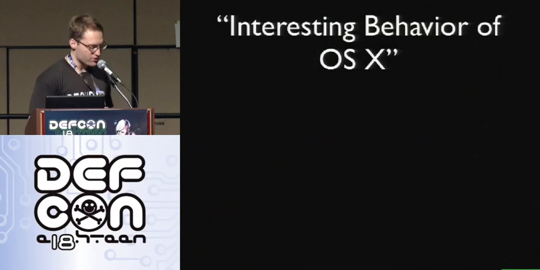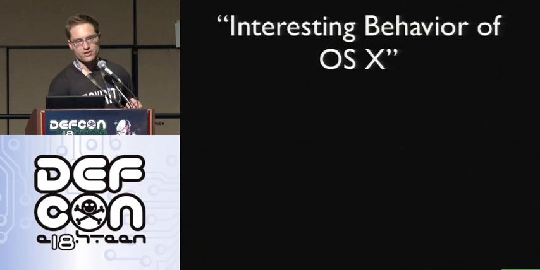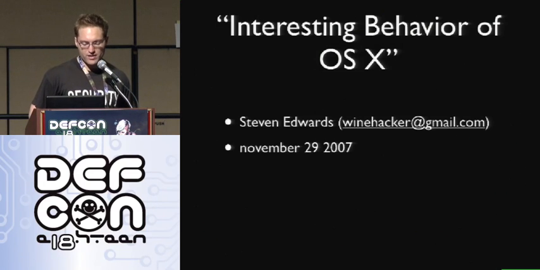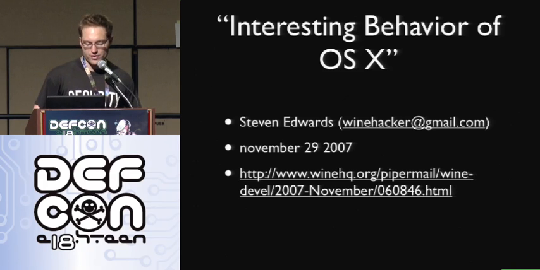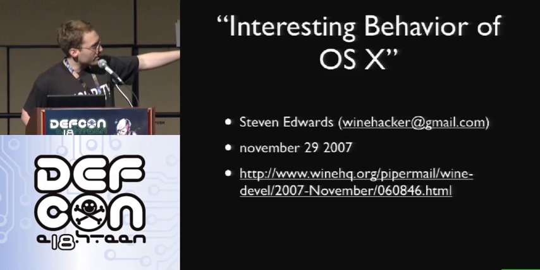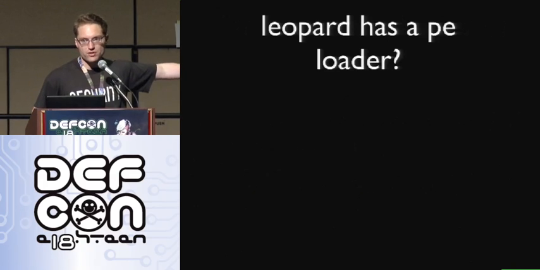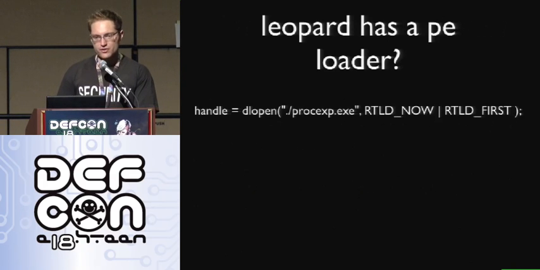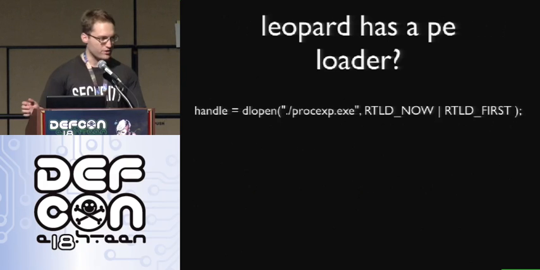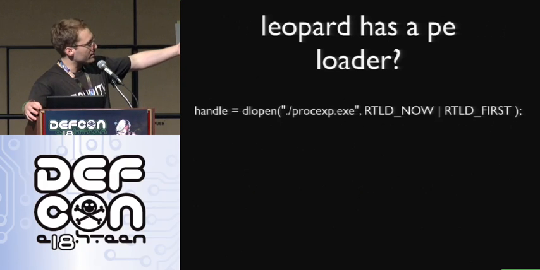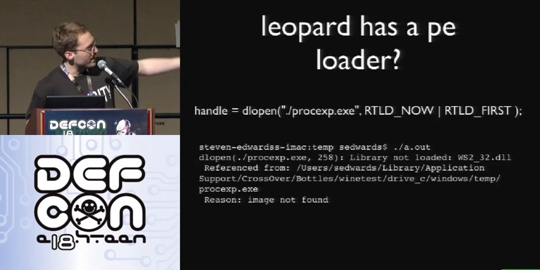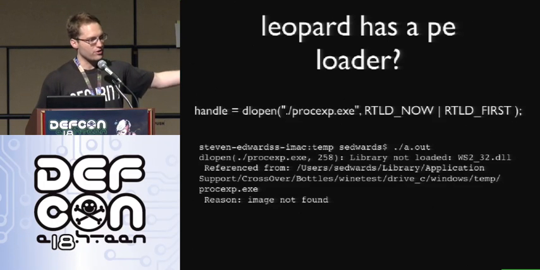And I saw this really crazy post to a mailing list. The title of the post was Interesting Behavior on OSX. This was written by a guy named Stephen Edwards, November 29, 2007. This is the link to the actual mailing list post that he wrote. It turns out that Leopard actually has a PE loader, which is really weird. So if you execute this code on a Leopard system and you try to load a Win32 executable, you get this output. So for whatever reason, there's a loader for Win32 binaries on OSX.